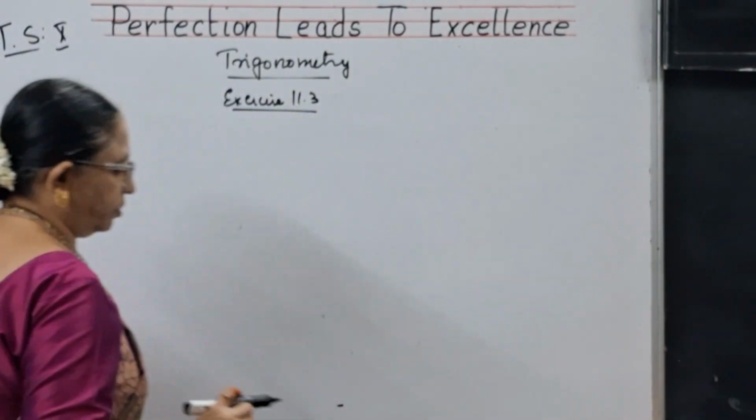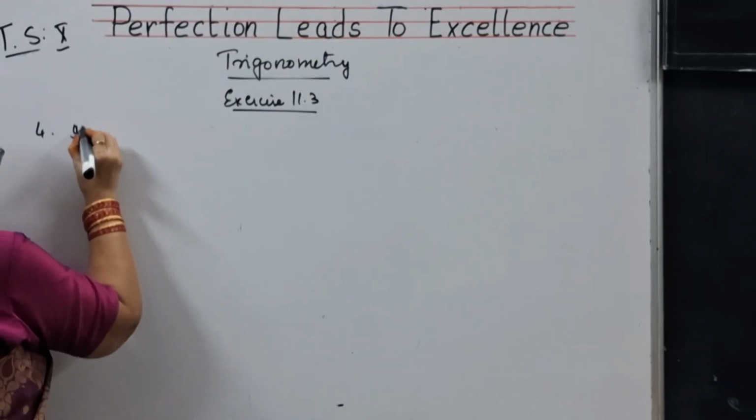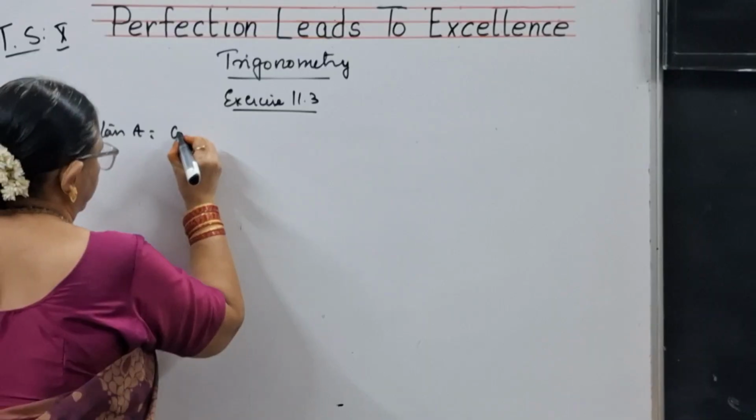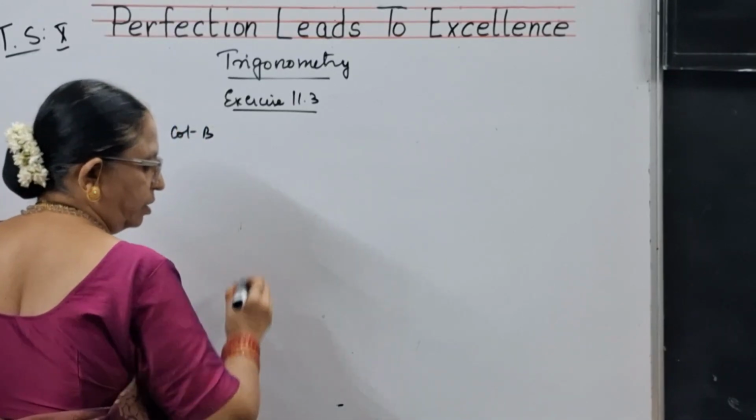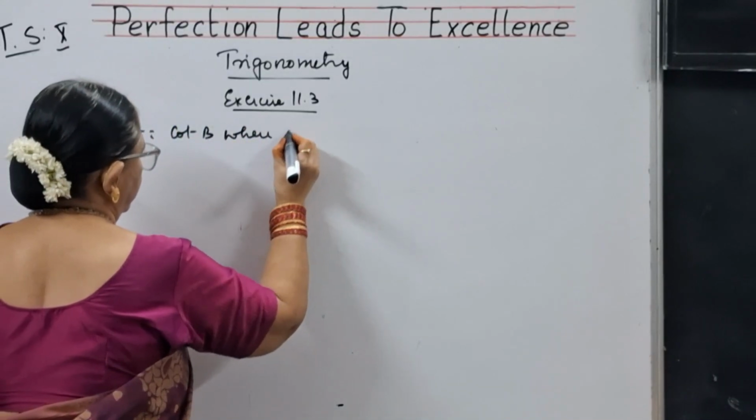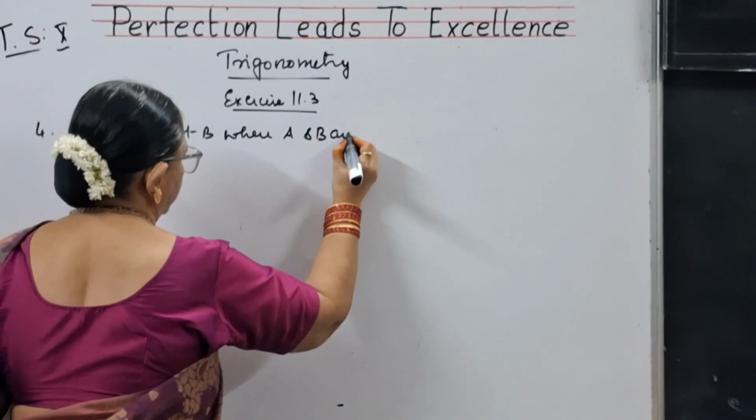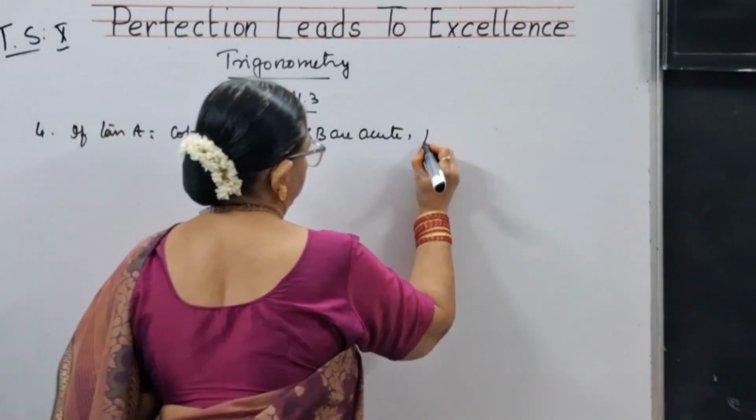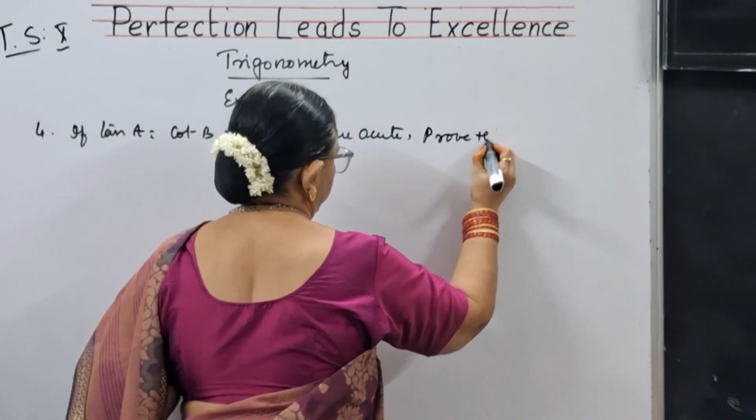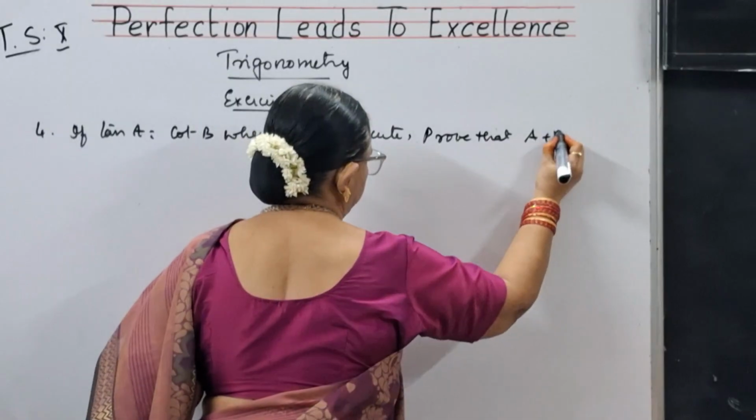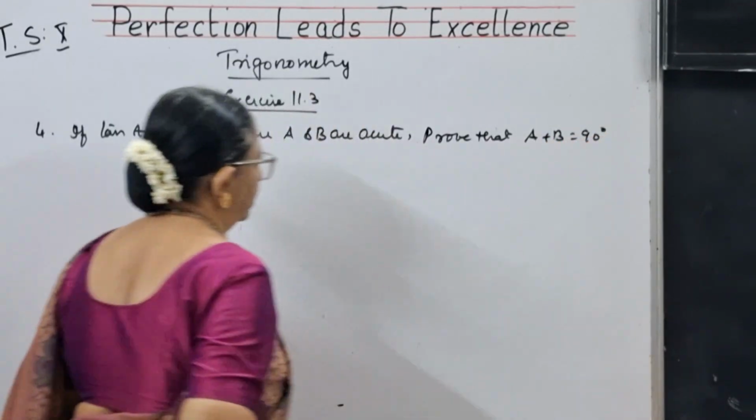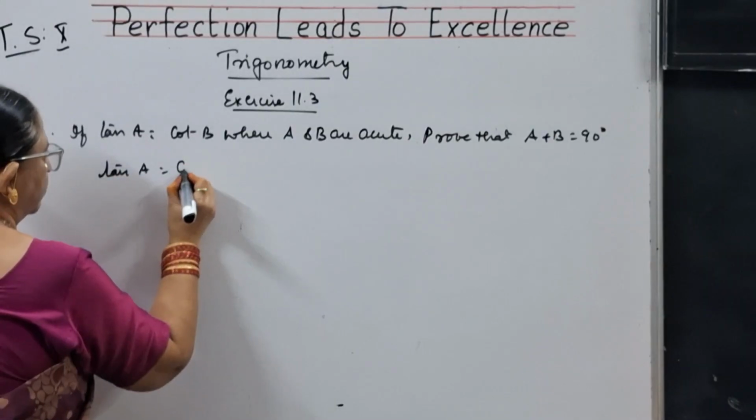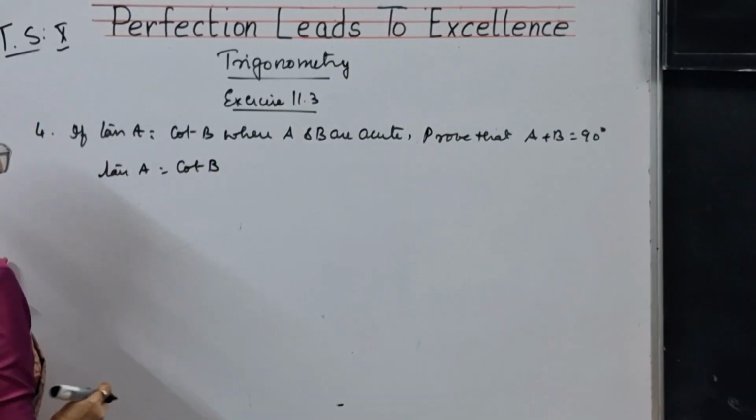Now, fourth problem, children. If tan A is equal to cot B, where A and B are acute, prove that A plus B is equal to 90 degrees. This is the problem. Tan A is equal to cot B, they have given.